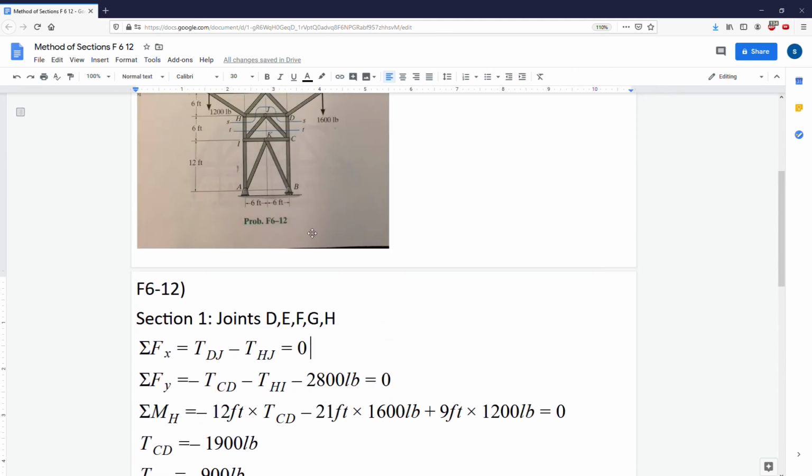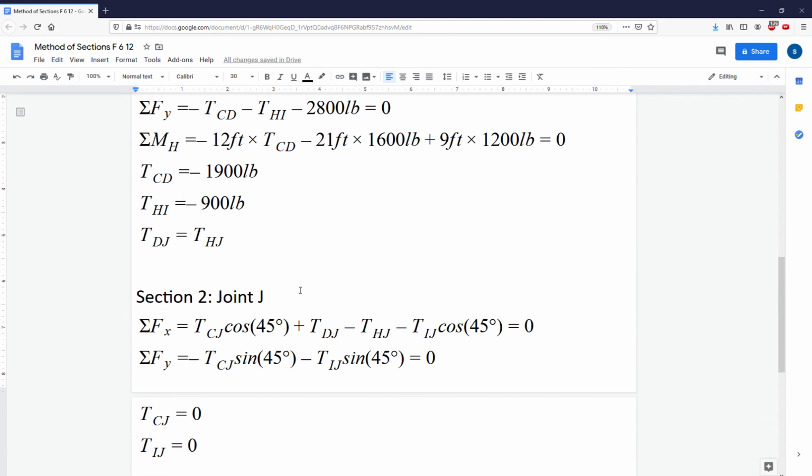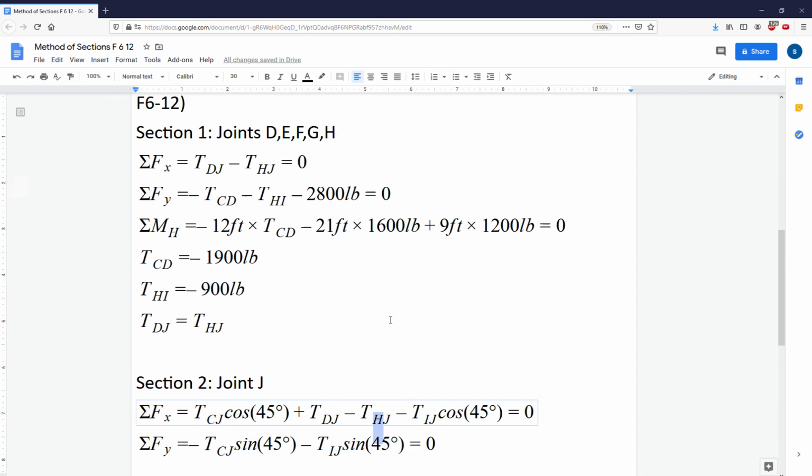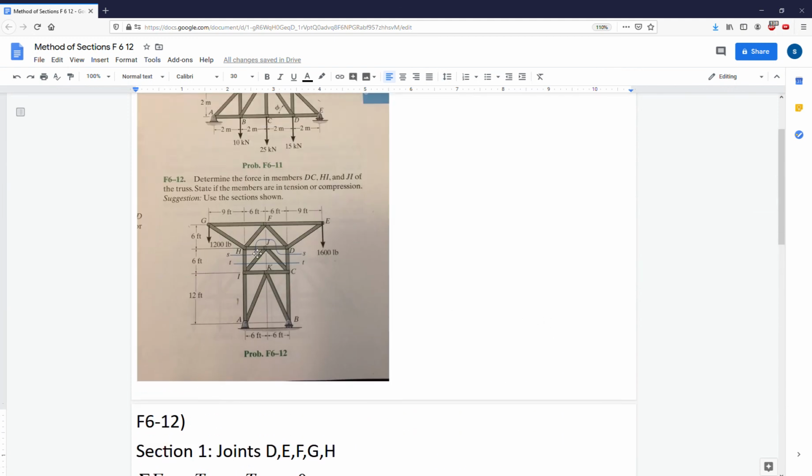So in the X direction, there is HJ and DJ. There is also the X component of IJ and CJ. Put them all together, CJ and IJ are at angles. DJ and HJ are horizontal. And so you get this equation here. In the y direction, HJ and DJ are both horizontal, so they won't apply. So you only have the y component of CJ and the y component of IJ.